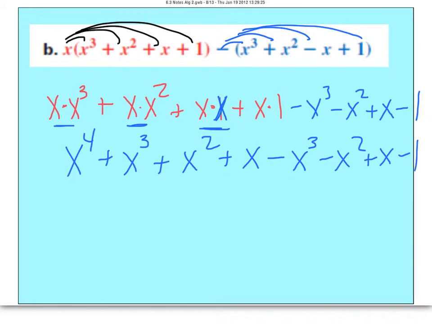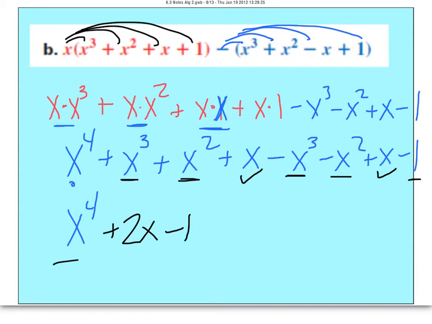Combining like terms, there is only one x to the 4th. We have 1x cubed minus x cubed. There's nothing there. I have x squared minus x squared. There's nothing there. 1x plus 1x would be plus 2x. Then we're left over with a constant number of negative 1. And this would be our final answer.